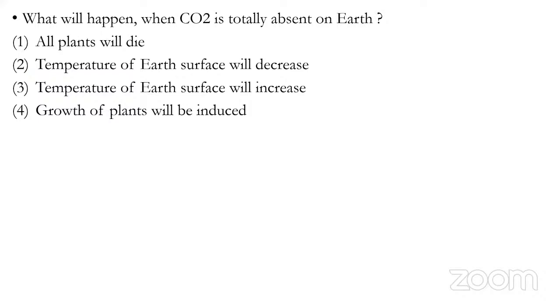Next one. What will happen when carbon dioxide is totally absent in Earth? See, carbon dioxide, just now we saw that it is an example of a greenhouse gas. What greenhouse gas does is, it is going to absorb the infrared radiation which comes into Earth's atmosphere through the sun. It is going to hold it and emit slowly so that the Earth's atmosphere is kept warm. In case the greenhouse gases were not present, the temperature of the Earth would have been 18 degrees Celsius less than zero.